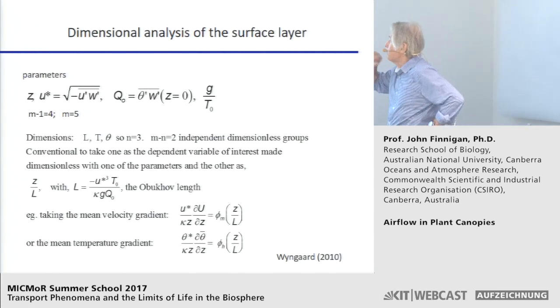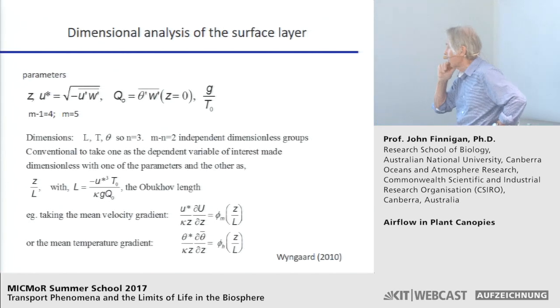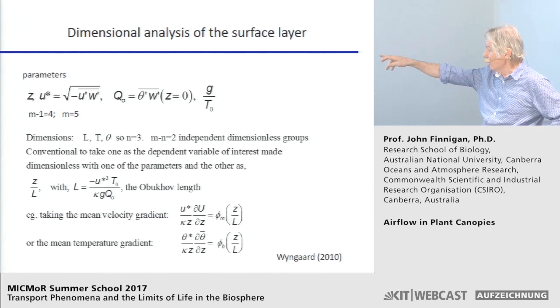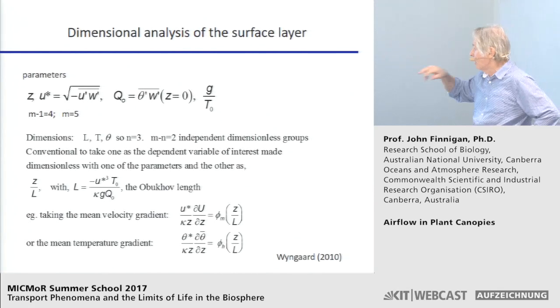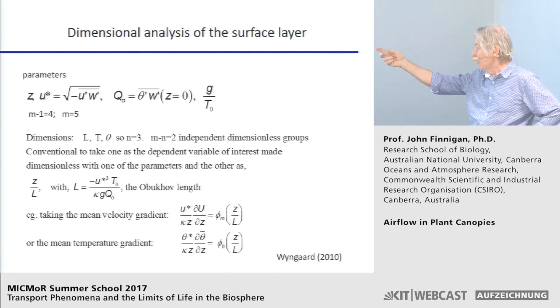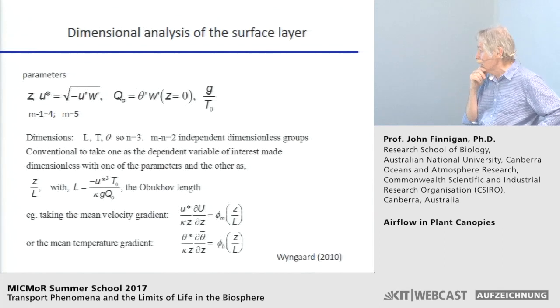So what the pi theorem tells you is that if you make a quantity like the gradient dimensionless with the other quantities, and I'll tell you what that little kappa is in a minute, then it will be a universal function of the other dimensionless ratio, z upon L.